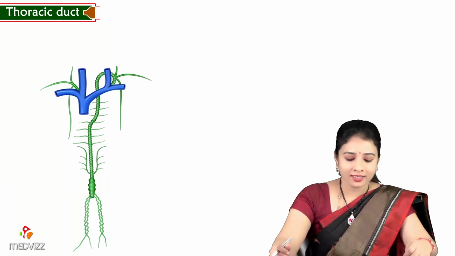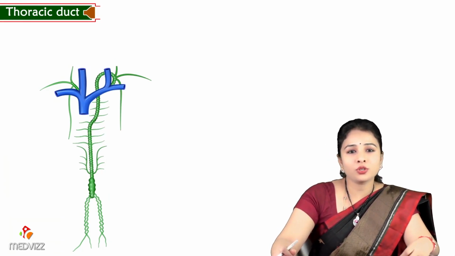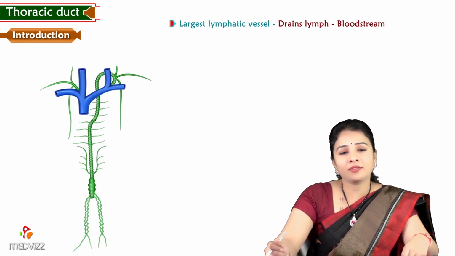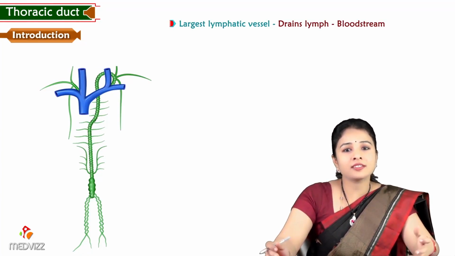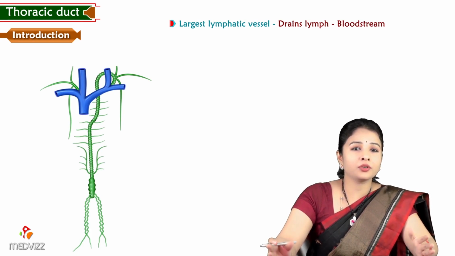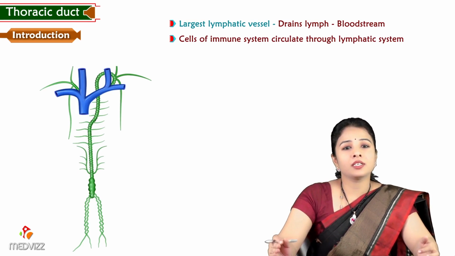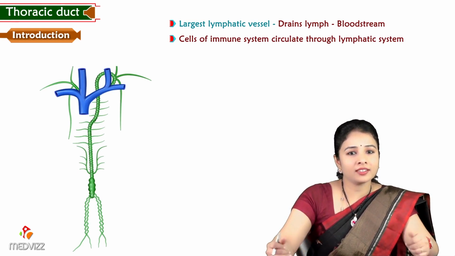Dear students, now the present topic is on thoracic duct. Thoracic duct is the largest lymphatic vessel which drains the lymph from most of the body into the bloodstream. So the cells of the immune system circulate through the lymphatic system. So it is a part of the immune system.